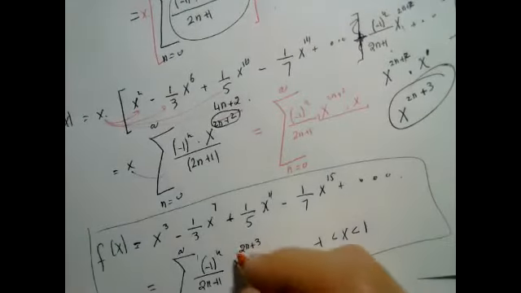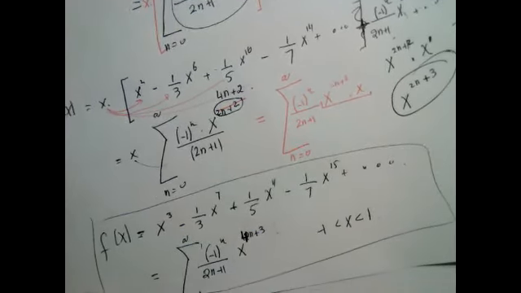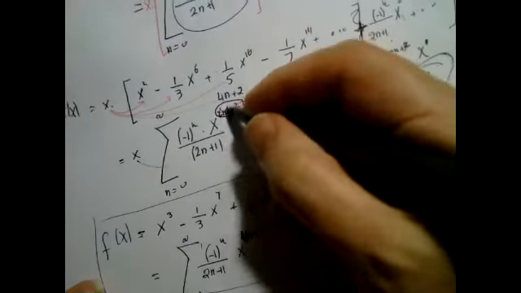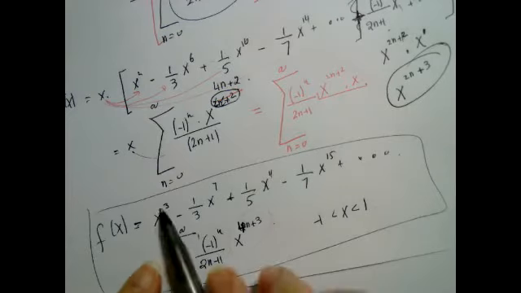Everything stays, but this is going to become 4n plus 3. So the plus 3 is the correct part. I messed up at this stage. And now you're right. Now we're going to go through it again.